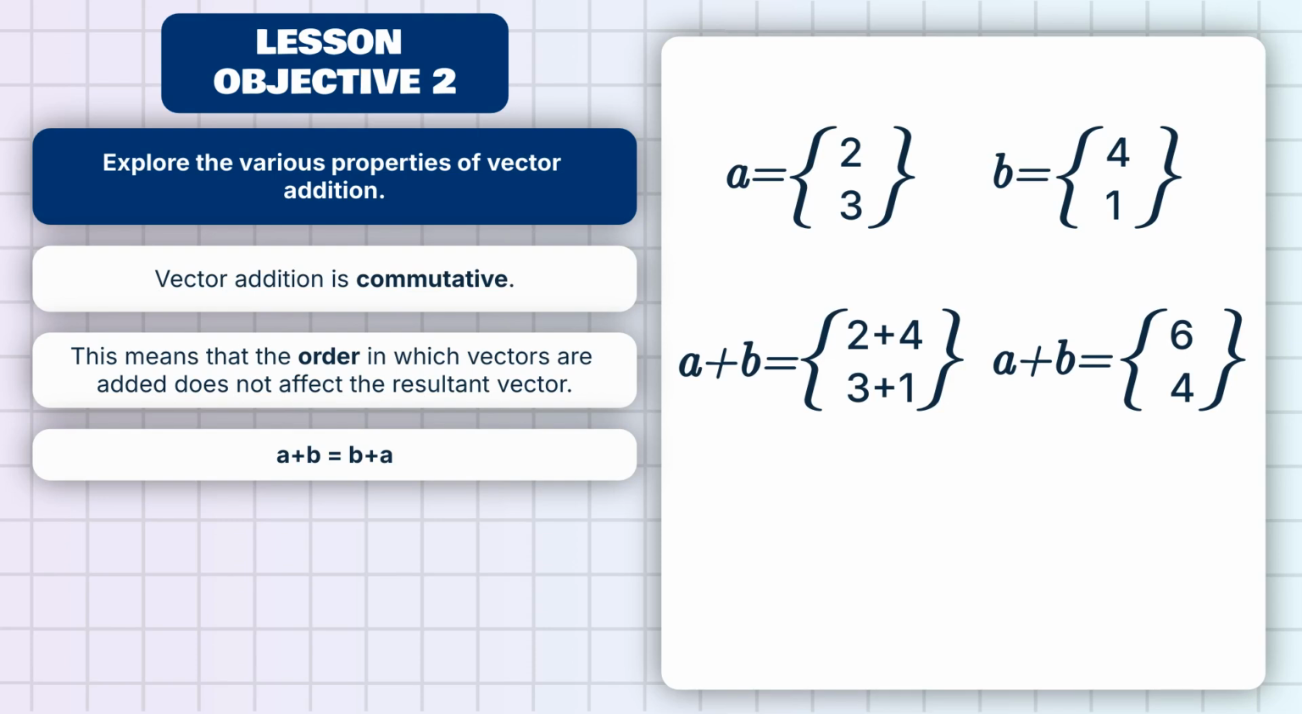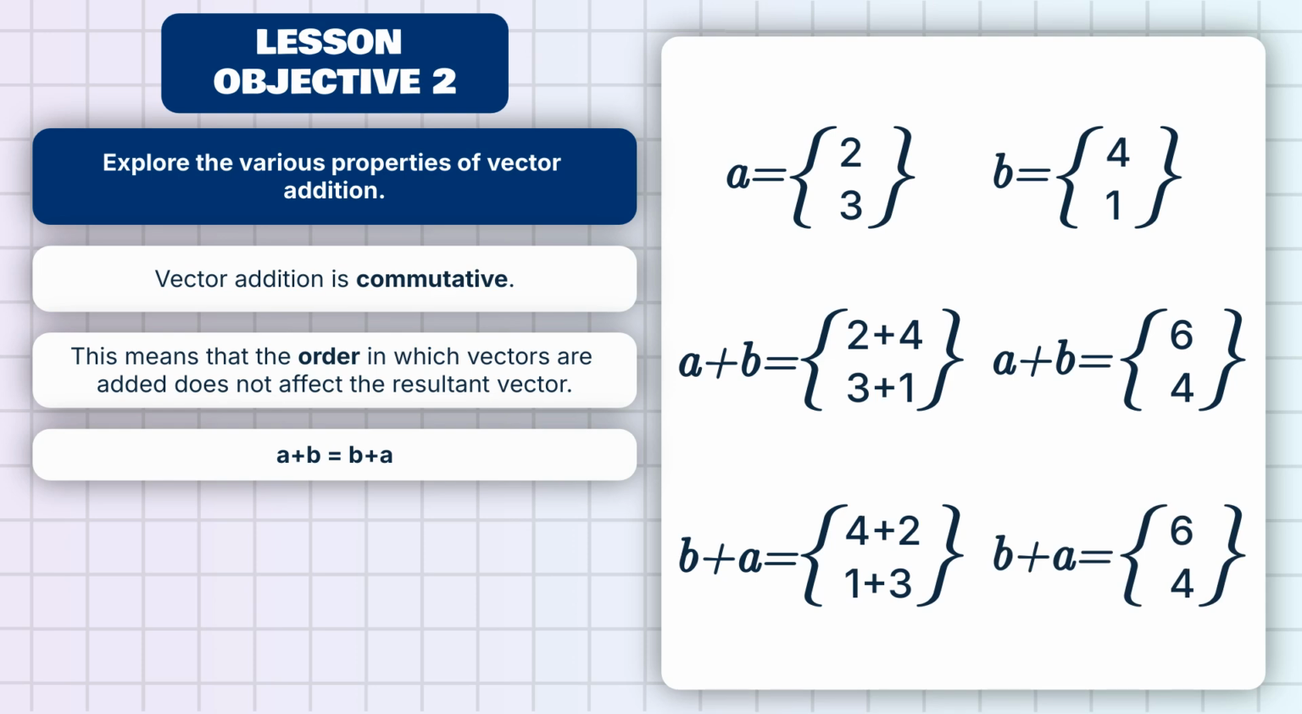If we were to reverse this calculation and work out b plus a, we would add 4 and 2 on top, and then 1 and 3 on the bottom. This would once again result in b plus a equals 6 over 4. The commutative property highlights that the order of vector addition does not impact the outcome.